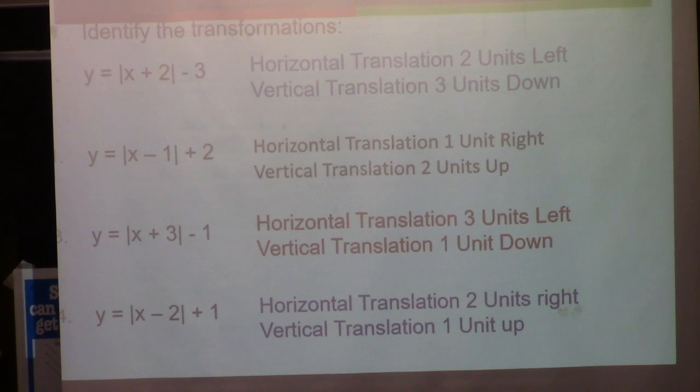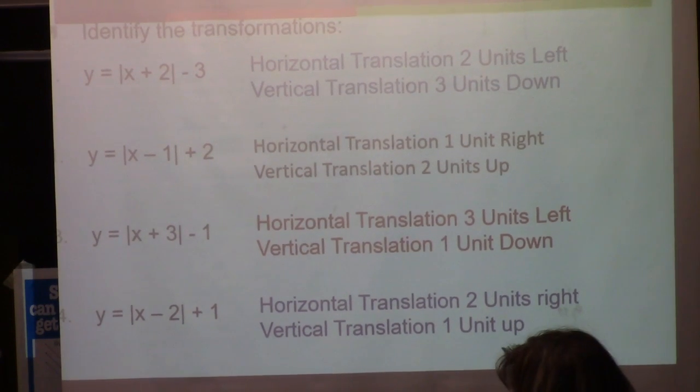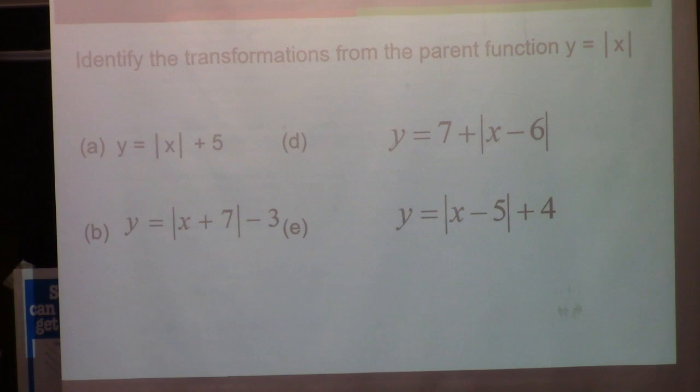All right, are we starting to get this? See that pattern? Now these next couple are a little different. On A, do I have anything with an x inside the absolute value? No. So that means I didn't move anywhere horizontally. It stays at 0. So I went 0 units in the x direction. Then what did I do? 5 units up, good.